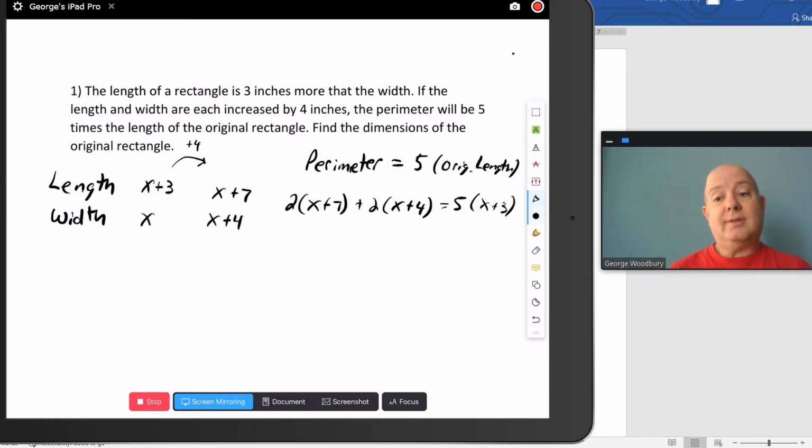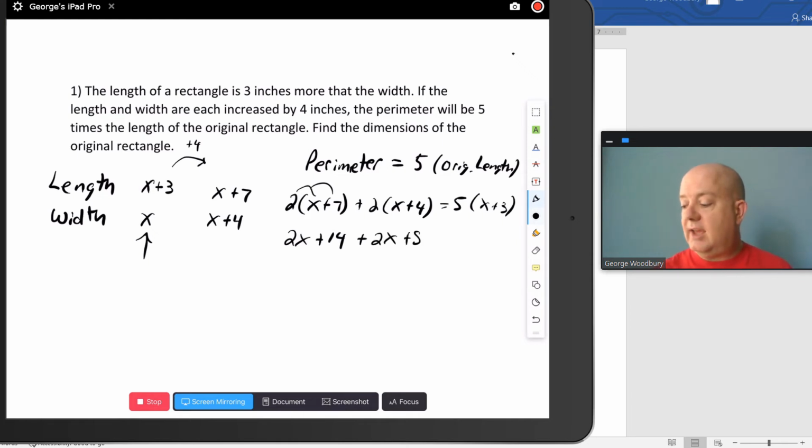So when we solve this equation, and we know how to solve this equation at this point, we're going to come back to the table of unknowns and figure out the original length and width. Those are the dimensions of the original rectangle. So we'll begin by distributing: 2 times x plus 7 is 2x plus 14. Distribute the second 2. 2 times x plus 4 is 2x plus 8. On the right-hand side, we'll distribute the 5 to x plus 3. That's going to be 5x plus 15.